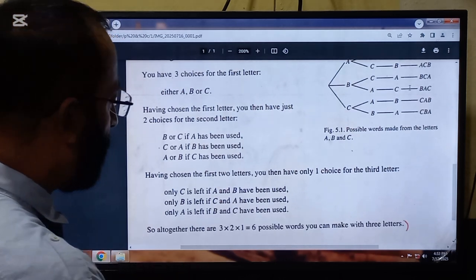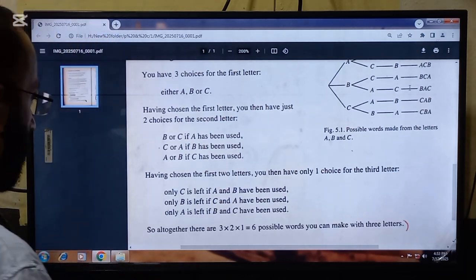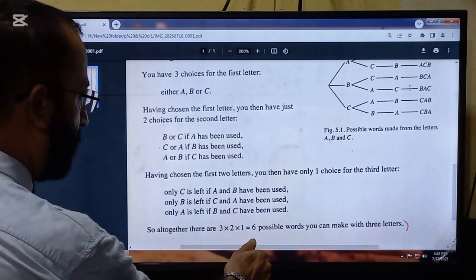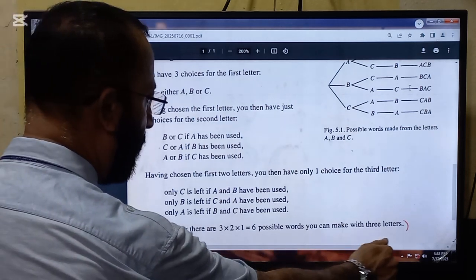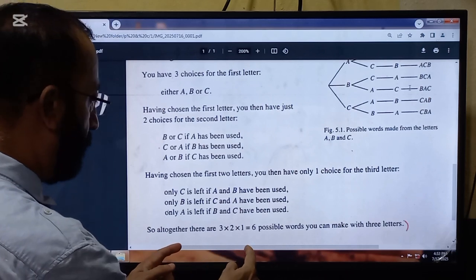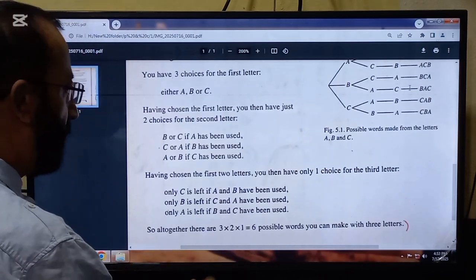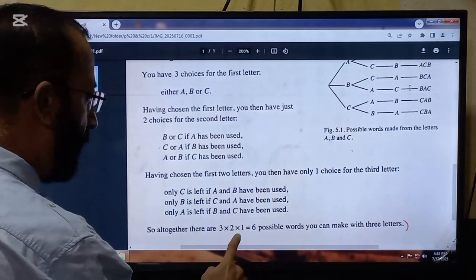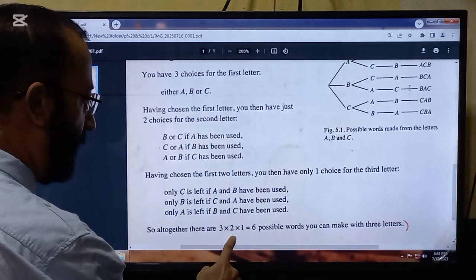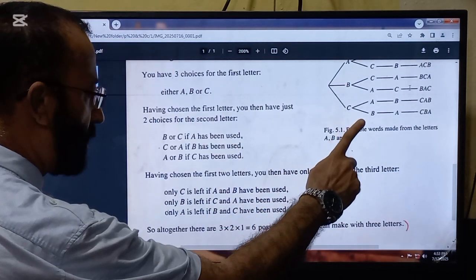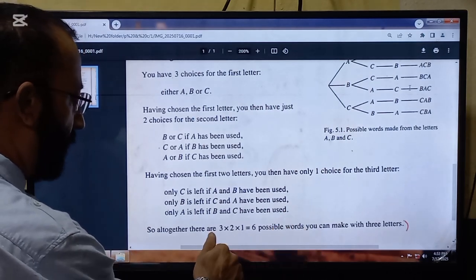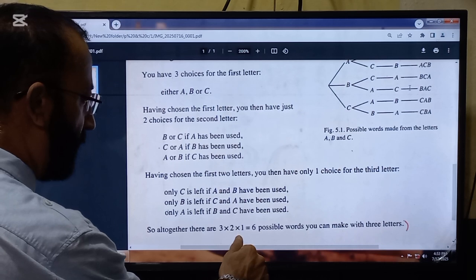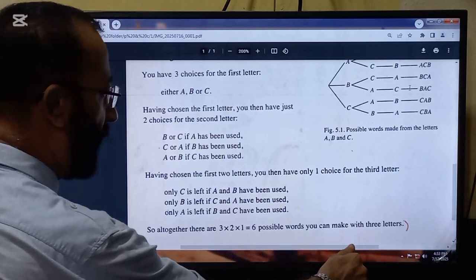Mathematically we can derive a formula. Altogether there are 3 into 2 into 1, which is equal to 6 possible words you can make with the three letters. And how is this formula made? Concentrate yourself. There were three choices for the first letter, then two choices left for the second letter, and one choice left for the third letter. That's why 3 into 2 into 1. So 3 twos are 6 and 6 ones are 6, which is equal to 6 possible words you can make with three letters.